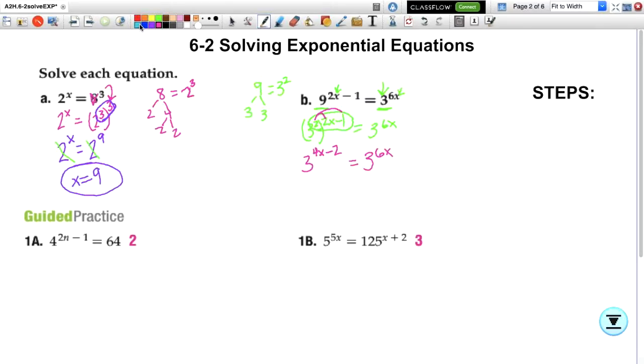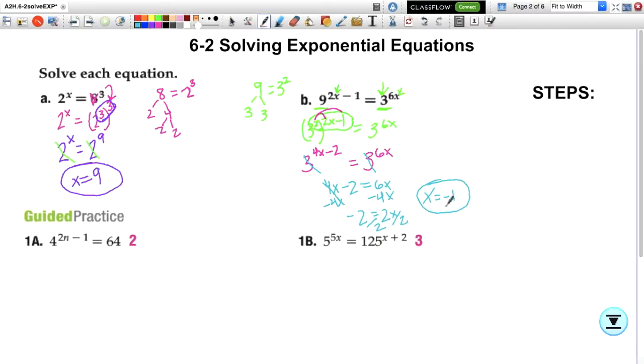And I am loving this right now because the 3's, they're the same base, so they're going to cancel. And I'm just left with 4x minus 2 equals 6x. And honestly, this is just a linear equation now. This is awesome because I can solve this. I'm going to minus 4x, minus 4x. I get negative 2 equals 2x. Divide by 2, divide by 2. I get x equals negative 1.